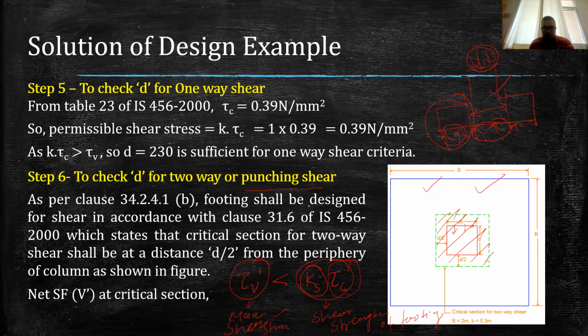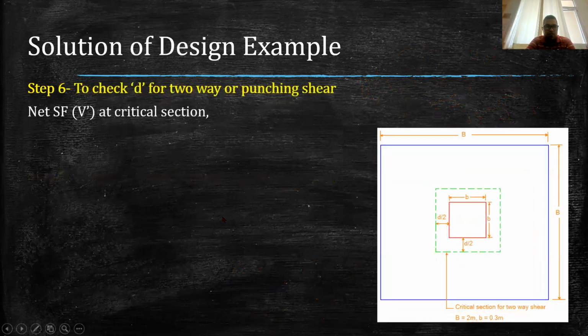Here first we will calculate the tau v dash, and the tau v dash formula is V dash upon B naught into D. D is the depth which we have calculated in the fourth step, B naught is the length of the critical section, and V dash is the maximum shear force because of punching shear, the maximum punching shear force. So first we will calculate the maximum punching shear at the critical section. What is the shear stress at this critical section that we have to find out?